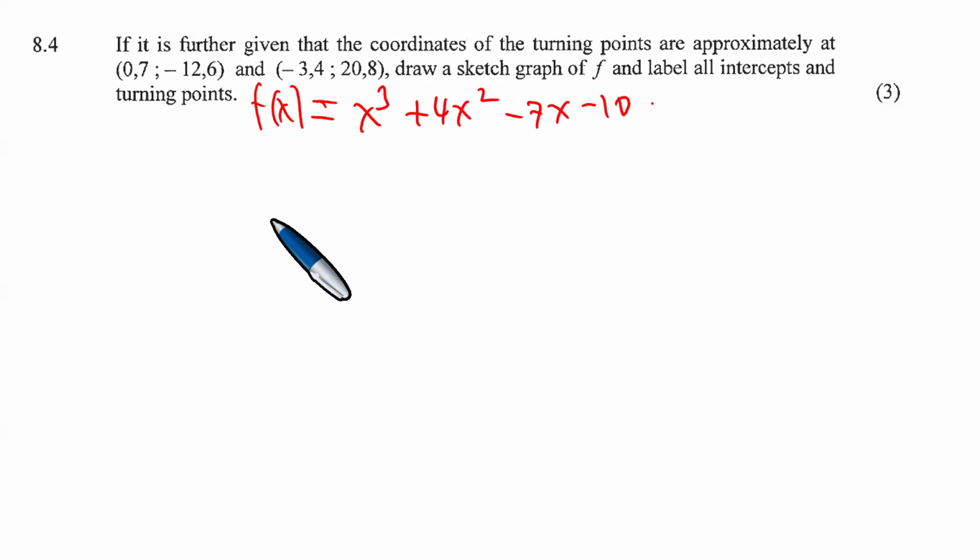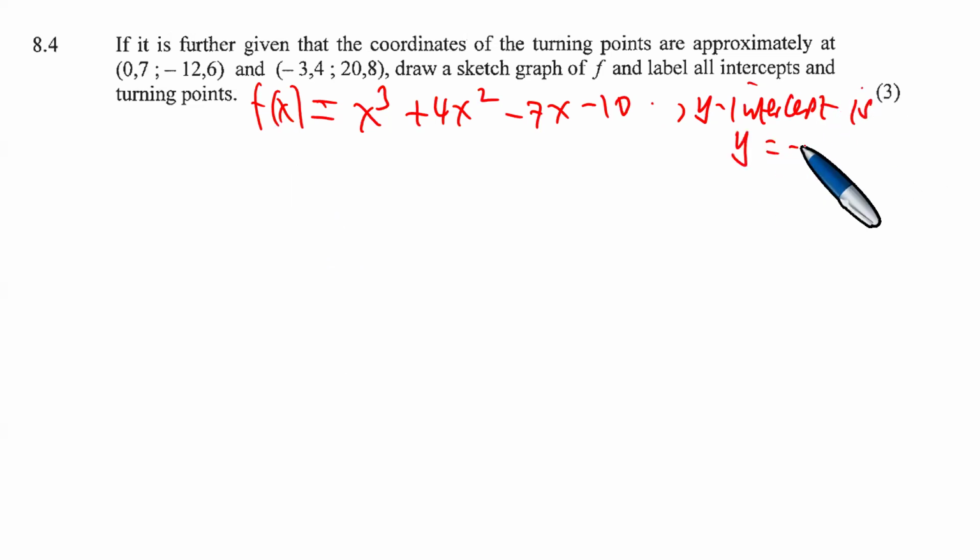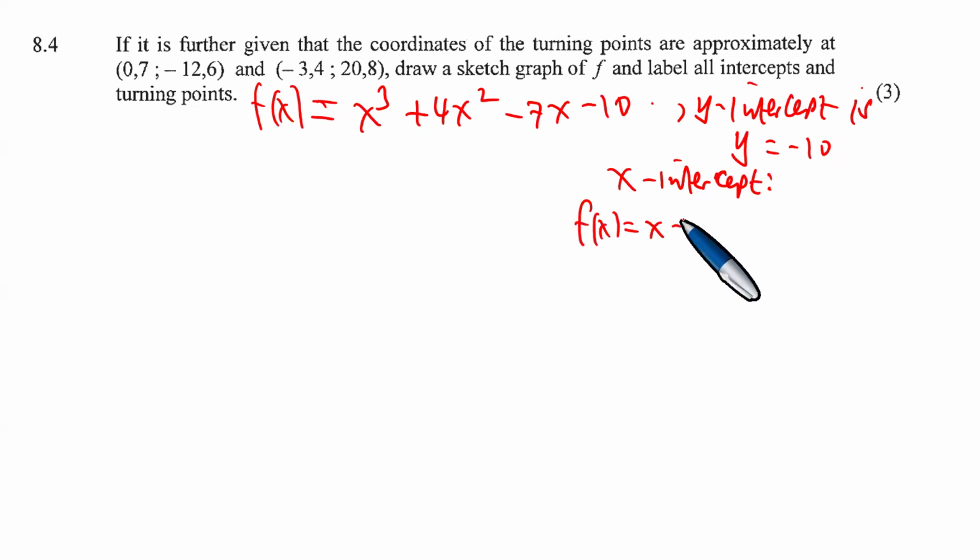So now, to have a rough sketch of this, we've already got the x-intercepts and the y-intercept, and we remember that we said the y-intercept is y equals minus 10, and then the x-intercepts. So it is x minus 2, x plus 1, x plus 5.